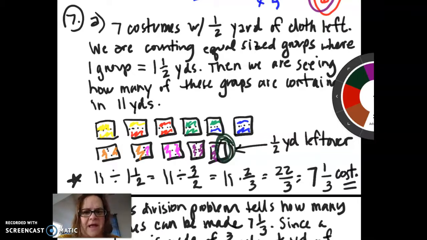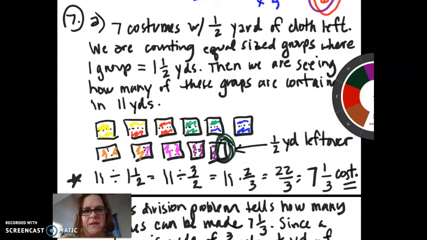But that half of a yard is not half of a costume because a costume takes 1.5 yards or 3 halves. That half of a yard is only 1/3 of a costume. And having a diagram like this will really help you to explain that to kids. That's going to be the problem right there, is interpreting that half of a yard left over.